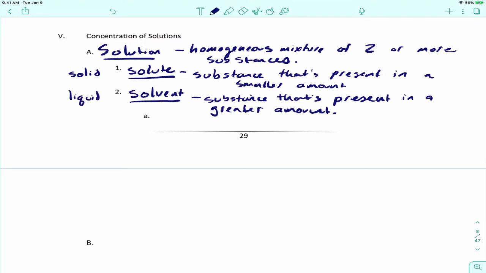Now, it's not always 100% that the solute is a solid and the solvent is a liquid. You can have a gas solute with a gas solvent. You could have a gas solute with a solid solvent. You could have a solid solute with a gas solvent. There's so many different ways that you could mix this up. But the idea here is that the solute dissolves in the solvent.